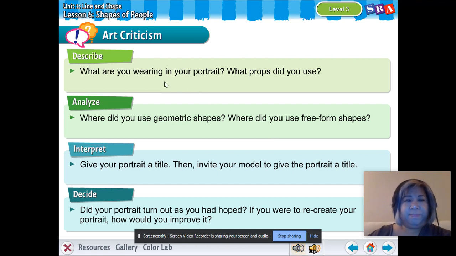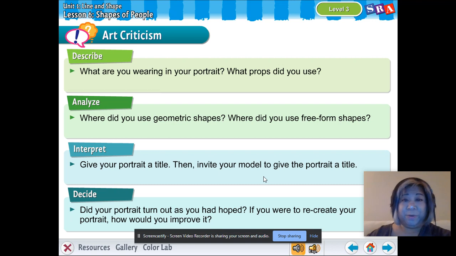So, if you created your own artwork, you should be able to describe what you're wearing in the portrait. What props did you use? Where did you use your geometric shapes? Where did you use your freeform shapes? Give your portrait a title, and then invite your model to give the portrait a title.